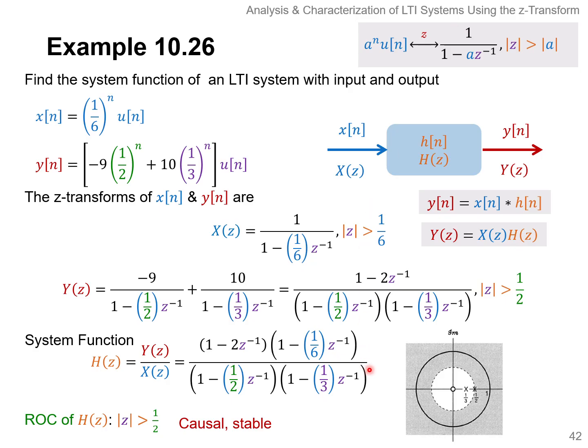Finally, we look at the region of convergence. The system is right-sided, so it is causal. The region of convergence is outside the outermost pole. It also includes the unit circle. That means the system is stable. So the final conclusion is simple. This system is causal and stable.